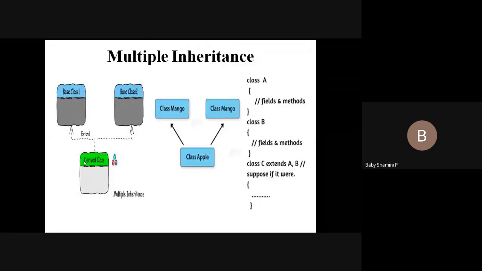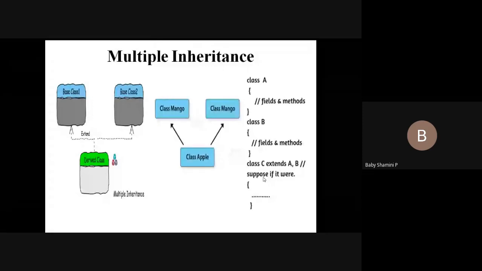This is multiple inheritance. Suppose this is base class A, this is class B. These two are base classes and we have only one derived class. Multiple inheritance is not supported through this inheritance concept. If you want to implement multiple inheritance, then we go for the interface concept. We will discuss the concept later.